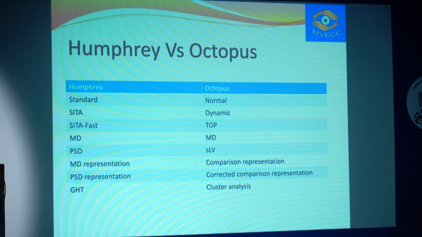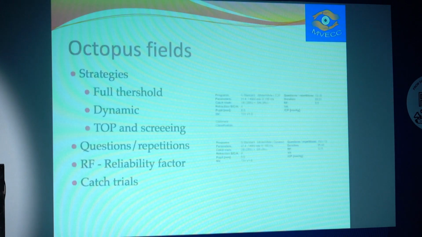So this is the gross difference between Humphrey's and Octopus. We have standard, SITA, and SITA Fast. Here we have normal, dynamic, and TOP. We have mean deviation, which is similar to the mean deviation of Octopus. The pattern standard deviation is called the square root of loss variance. The mean deviation is called comparisons. The pattern standard deviation is called corrected comparisons. And GST is called cluster analysis. So it gives you almost all the things we have discussed in the past.